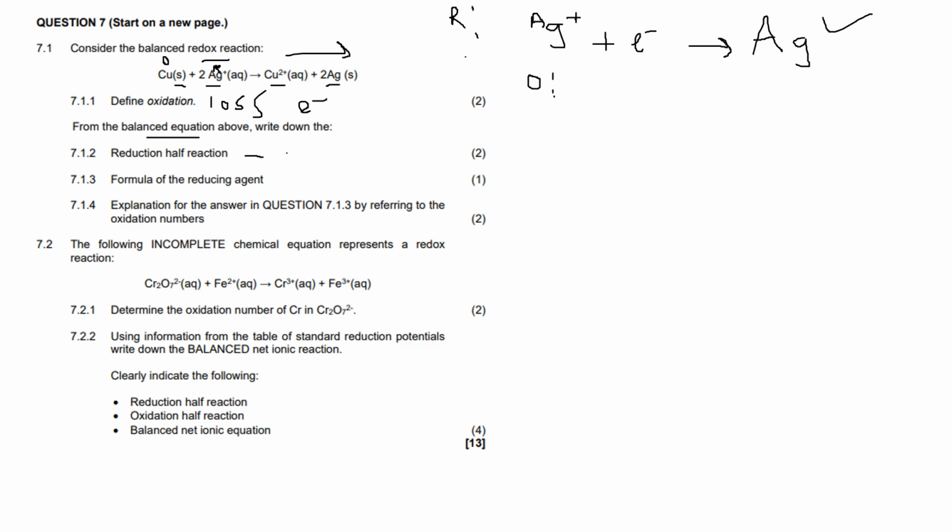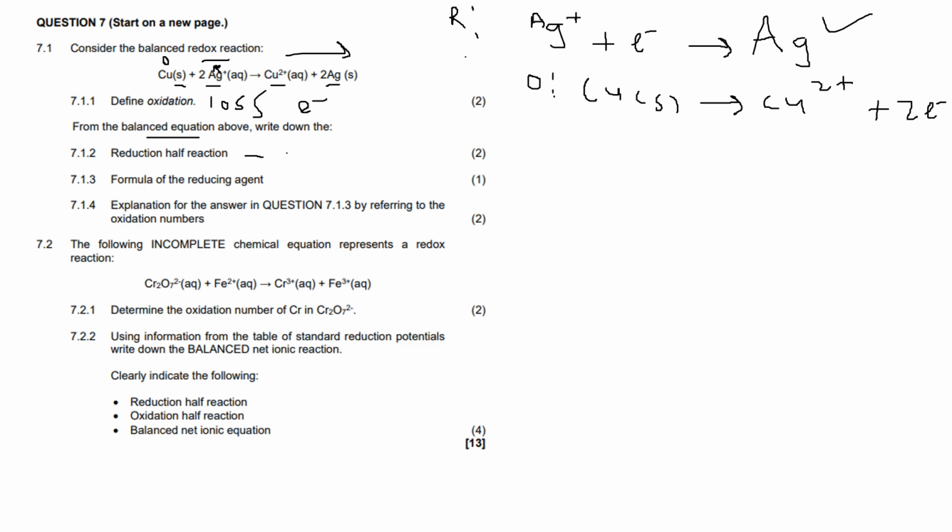So we know that Cu is undergoing oxidation. Therefore the reaction will be, I'm going to do one where Cu is undergoing oxidation. So it will be Cu(s), then the arrow, and then you're going to have Cu2+ plus 2e-. That will be your oxidation half reaction, which is for copper.